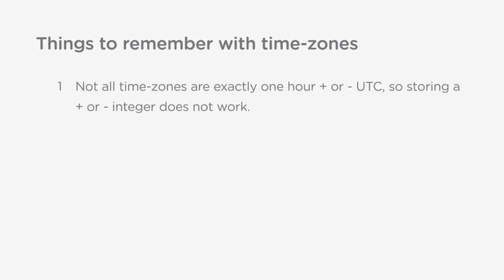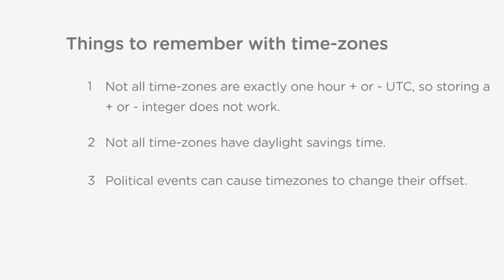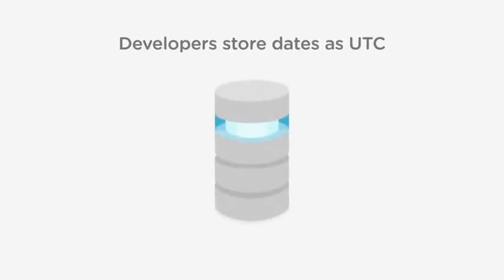Not all time zones are exactly 1 hour plus or minus UTC, so storing a plus or minus integer doesn't work. Not all time zones have daylight savings time, and political events can cause time zones to change their offset. Many developers approach this by always storing dates in their database as UTC. Any date going in is converted to UTC on input, and back from UTC on display.